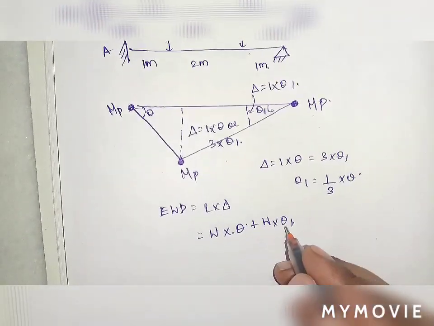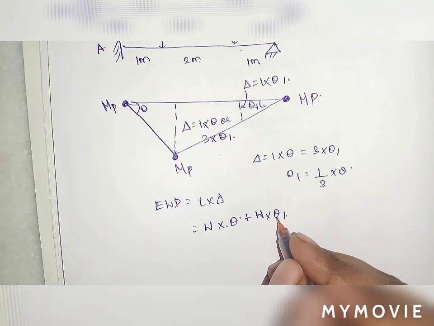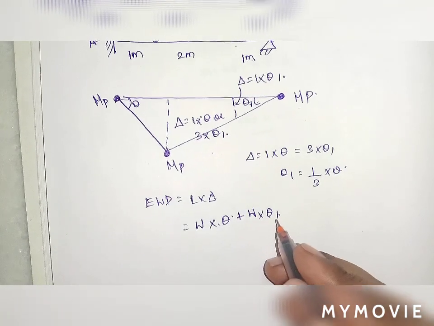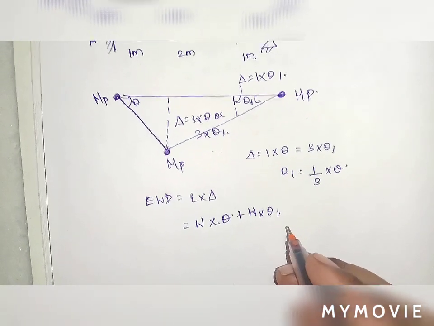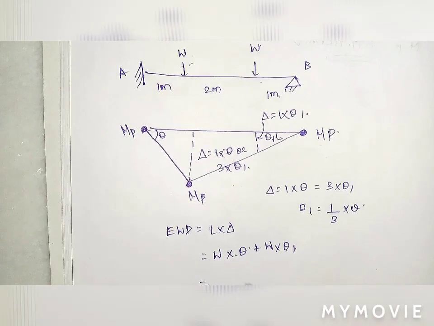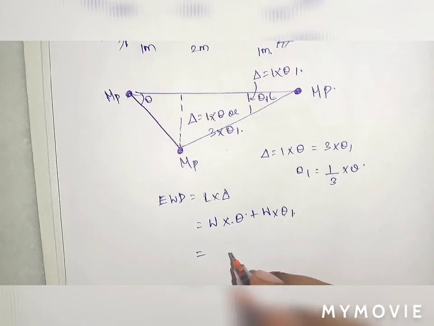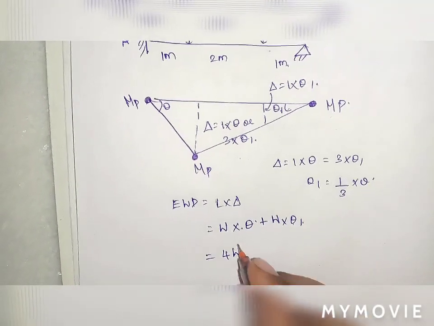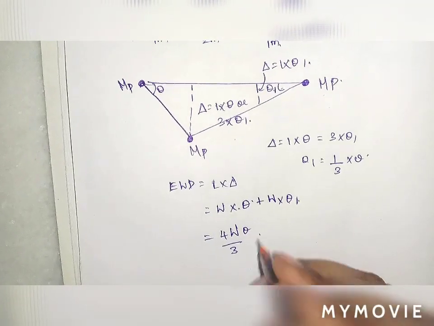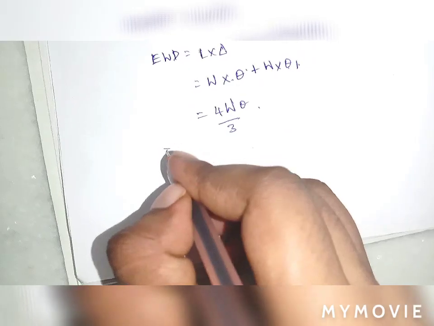So substitute the value of W1, and substitute the value of theta 1 is equal to 1 by 3 theta. We'll be getting the answer as 4w theta divided by 3, which is the external work done. The next thing, internal work done.